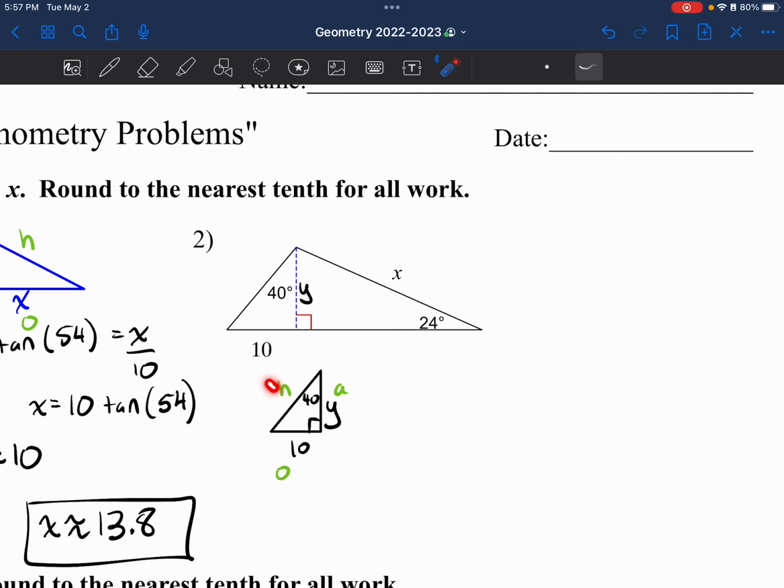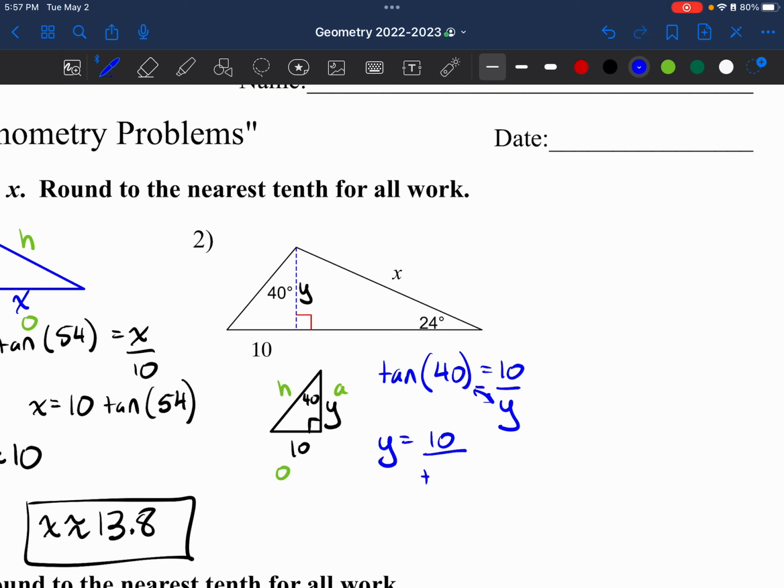We're not using the hypotenuse, so that means we're going to be using tangent. Let me set up our trigonometric function. I have tangent of our angle, 40, and that's going to be O over A. So it's going to be 10 over y. So to solve for y, we're going to switch these diagonals. Switching the diagonals gives us y is equal to 10 divided by tangent of 40.